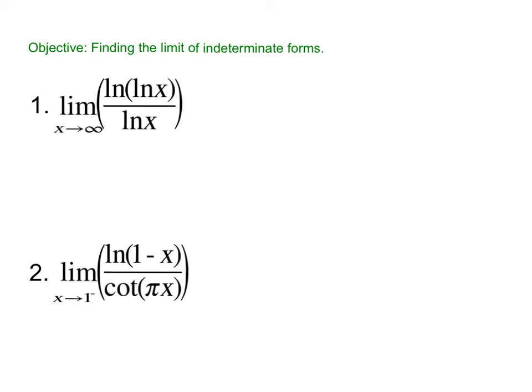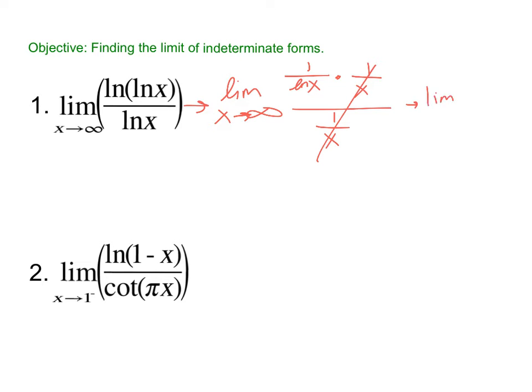Okay, so I want you to pause and see if you can figure these out. So if I try to plug in infinity, right, ln of infinity is infinity, so we get infinity over infinity, which tells us we can use L'Hopital's rule. So the limit as x approaches infinity. All right, what is the derivative of the top? So ln, so that's 1 over ln of x times the derivative of the inside, all over 1 over x. Now the 1 over x just cancels. So this is the limit as x approaches infinity of 1 over ln of x. So we just get 0.